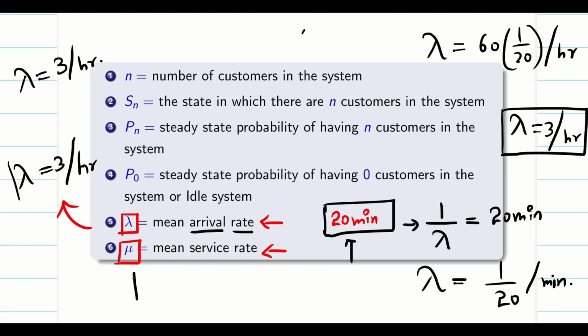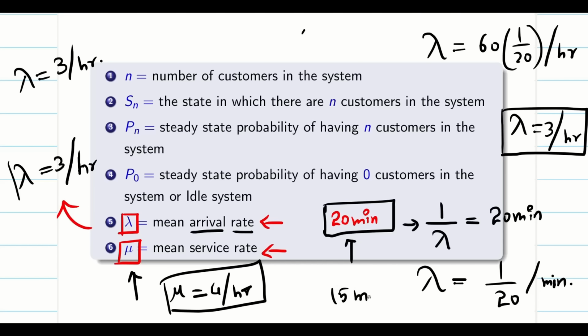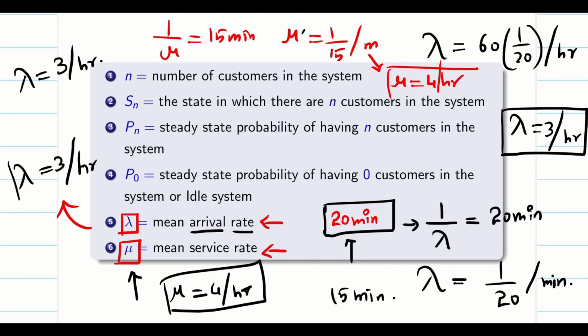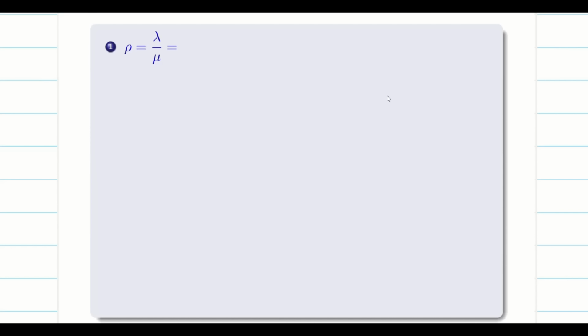The same procedure applies to the mean service time also. If the mean service rate is given as 4 per hour, I can take it directly. If they say the mean service time is 15 minutes, then I take 1 by mu is equal to 15 minutes, so mu is equal to 1 by 15 per minute. Then I convert this into mu is equal to 4 per hour. Hope you understand.